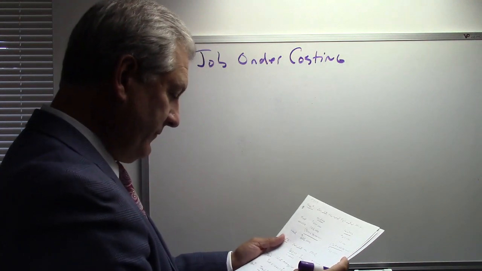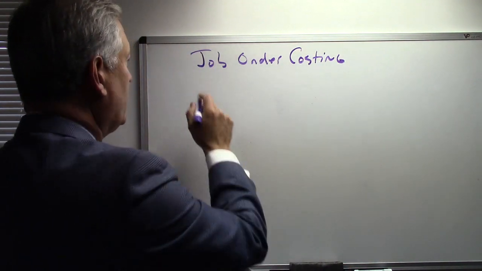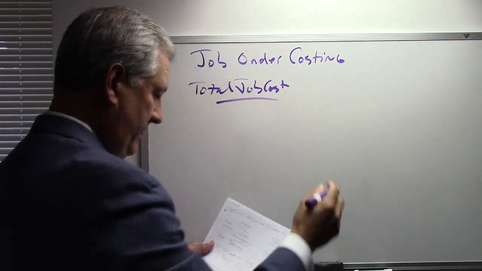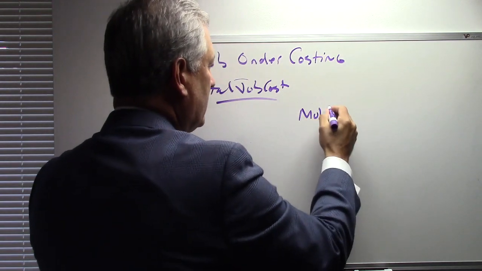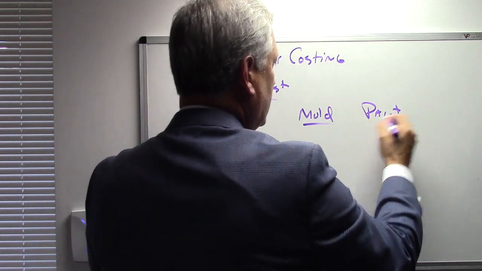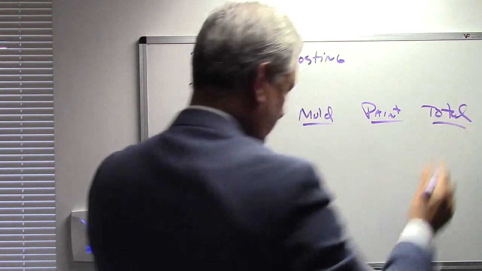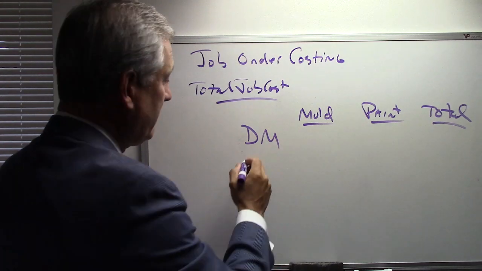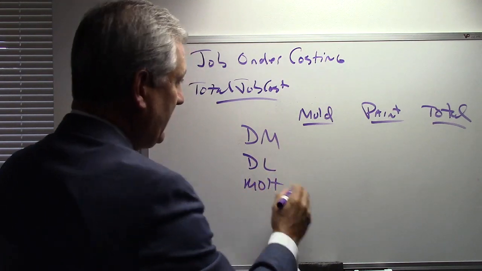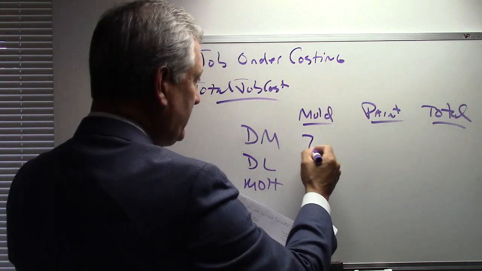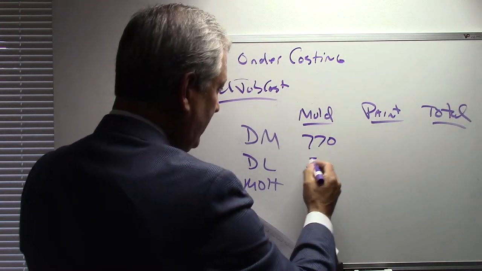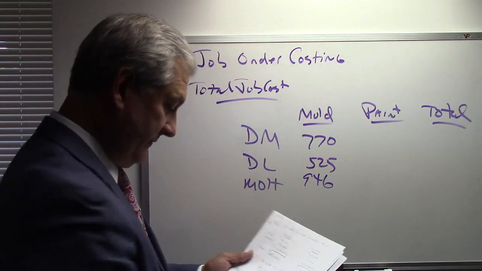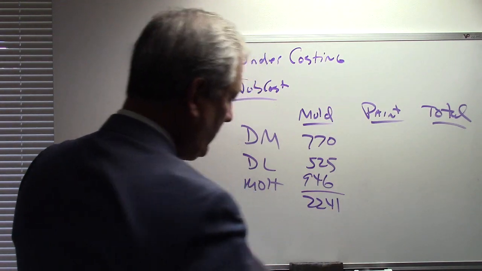So what is the total job cost? We're going to have molding, we're going to have paint, we're going to have total. Direct materials, right? Good product cost includes direct materials, direct labor, manufacturing overhead. And they gave us these numbers here in the problem, 770, 525, and you just calculated 946 for a total of 2241.